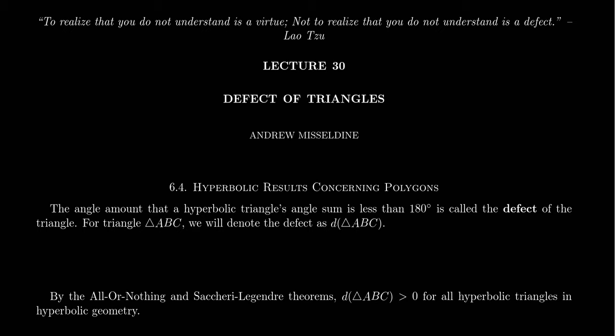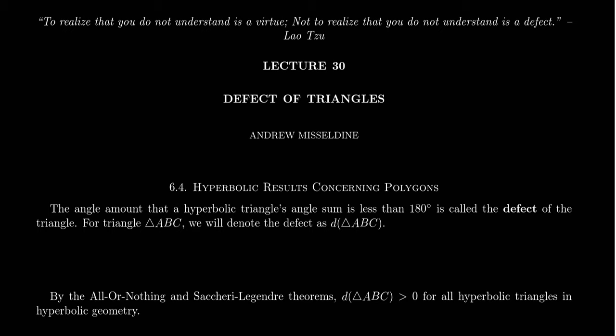Now, it's important to mention that the defects of hyperbolic triangles are not all equal to each other in hyperbolic geometry. This is important to recognize because in Euclidean geometry, since everyone has a 180 degree angle sum, we sometimes think that in hyperbolic geometry everyone has 179 degrees, or in a different hyperbolic geometry, everyone has 137 degrees. It's not like that at all. There will exist triangles with an angle sum of 137. There will be a triangle whose angle sum is 179, but they're not all equal to each other.